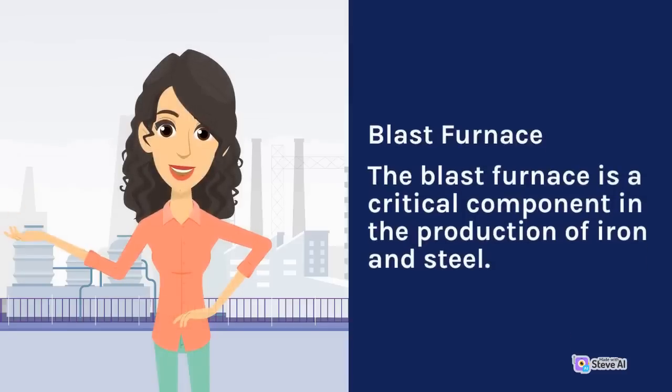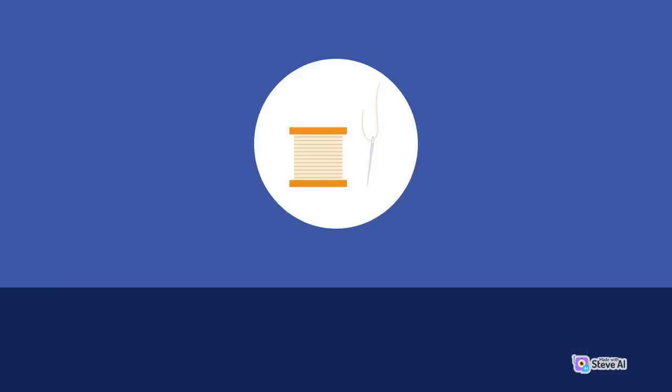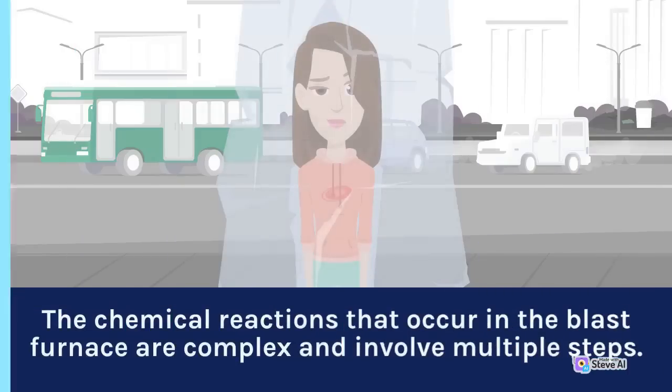Blast furnace. The blast furnace is a critical component in the production of iron and steel. It is a large, vertical cylinder made of steel, lined with heat-resistant bricks. The furnace is charged with iron ore, coke, and limestone, and heated to high temperatures using a blast of hot air. The chemical reactions that occur in the blast furnace are complex and involve multiple steps.